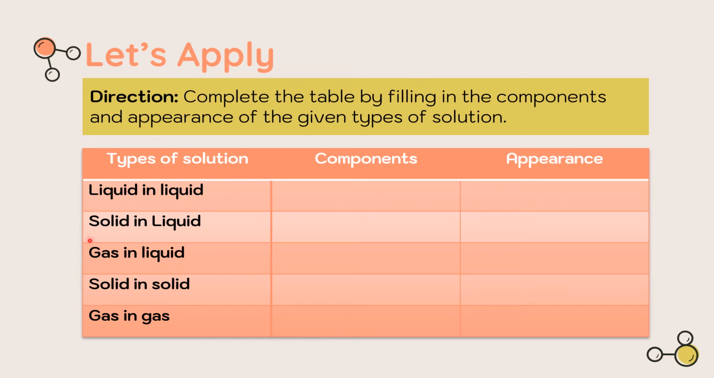The next type of solution is solid in liquid. The next, gas in liquid. And then solid in solid. And the last one is gas in gas. So are you ready now? Okay, that's very good. You are going to fill in the components and then the appearance. Don't forget that we have two appearances: the uniform and non-uniform appearance.